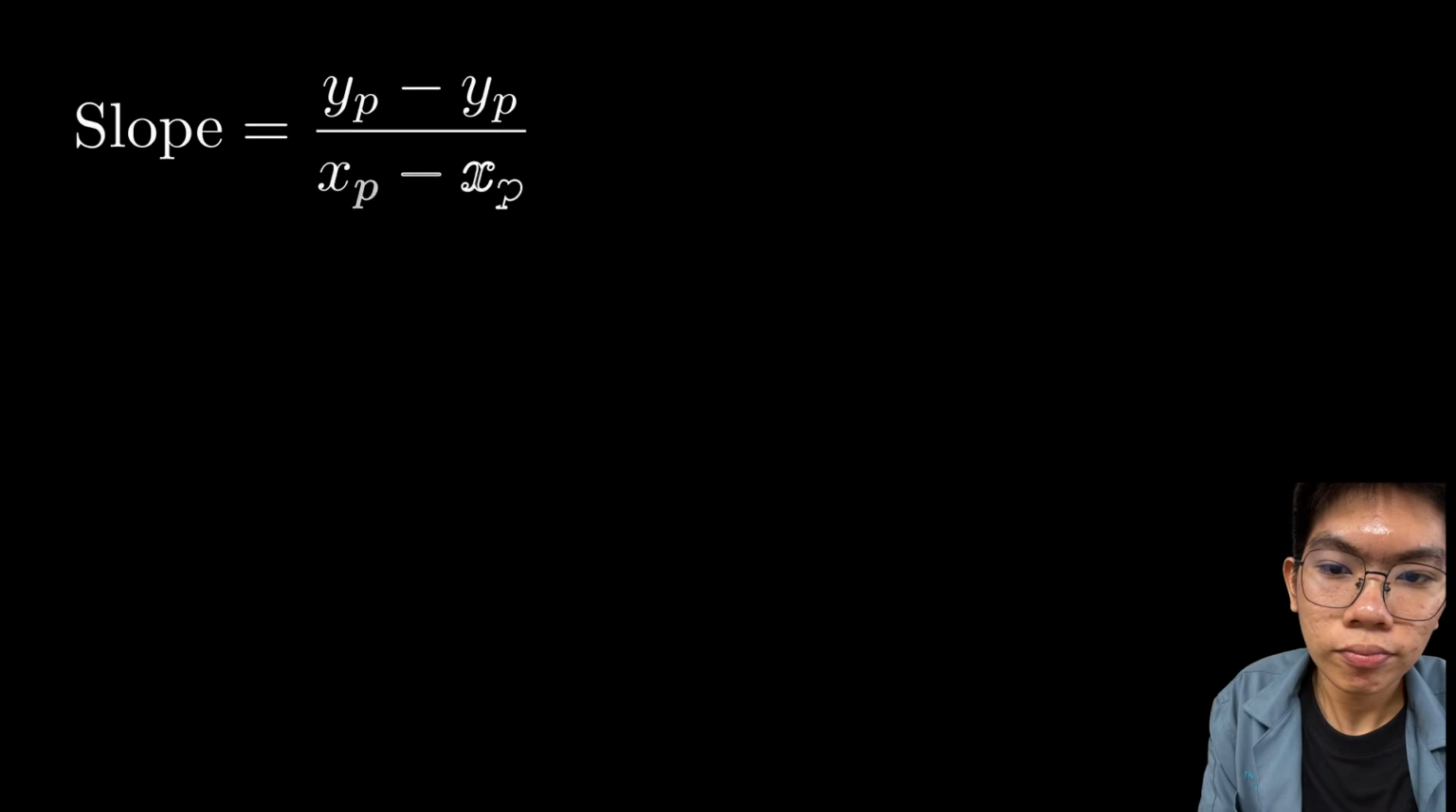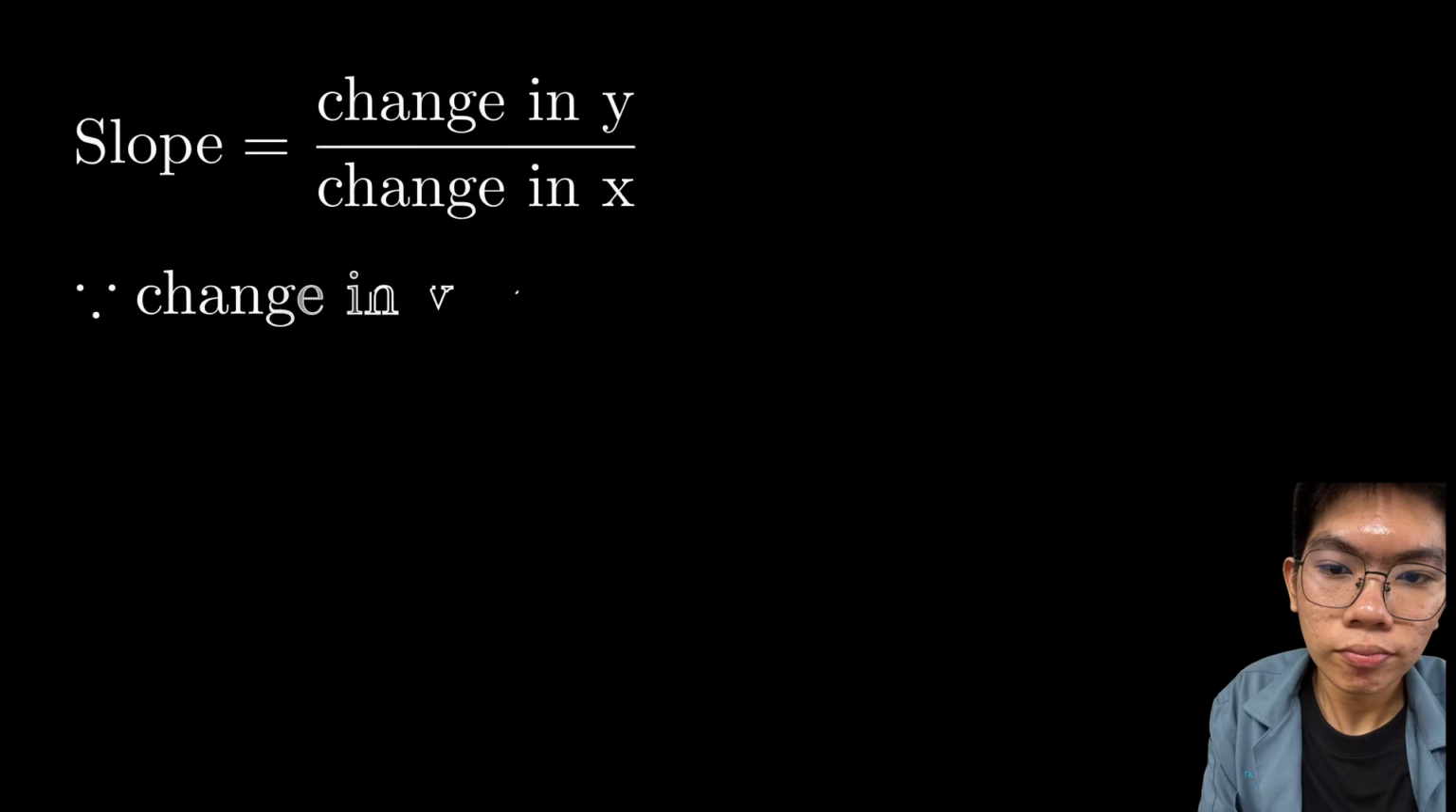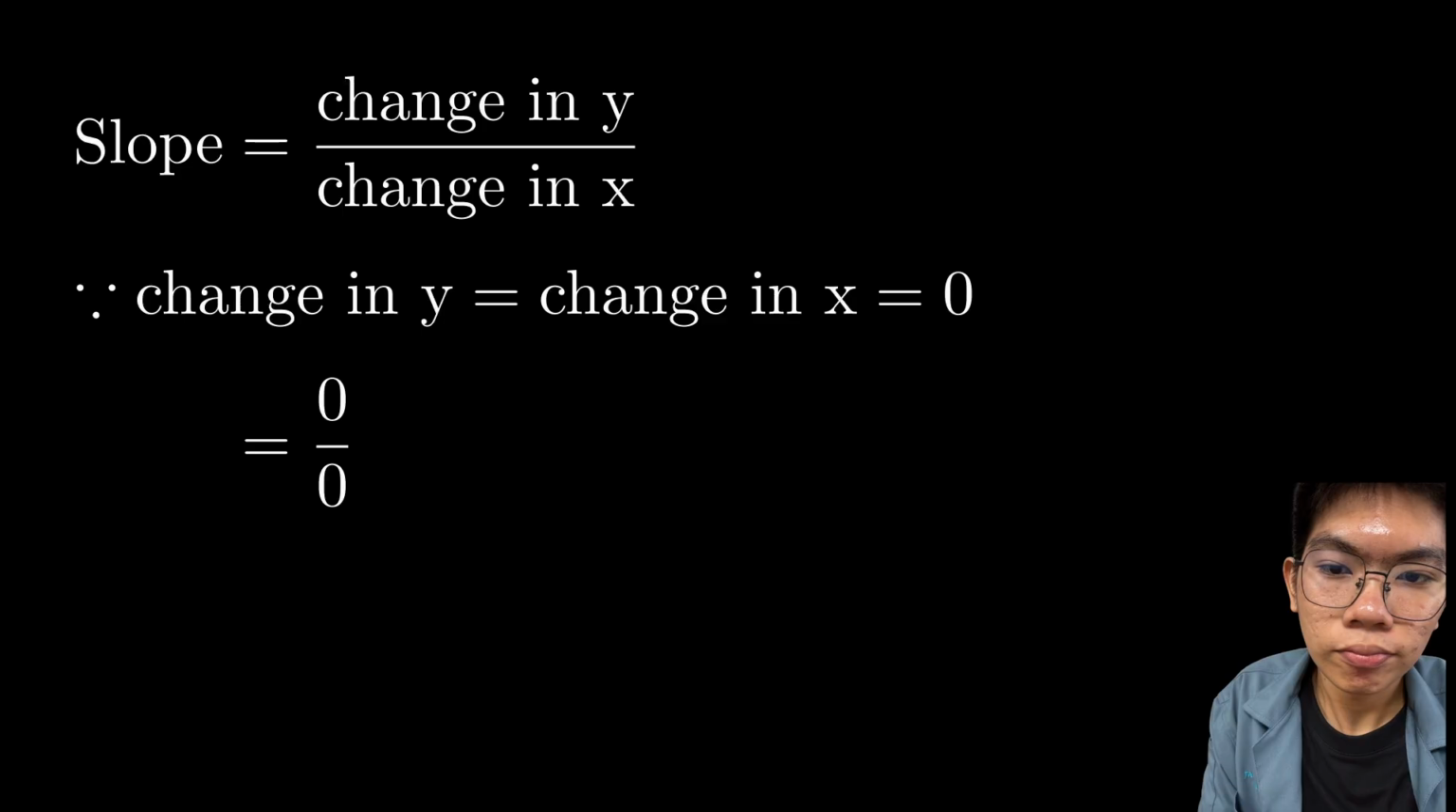Now, here's the tricky part. If you want the slope at just one point, let's say point P, the 2 points we use in the formula would actually be the same point. That means both the change in y and the change in x are 0. So we would end up with 0 divided by 0, which makes no sense in math.